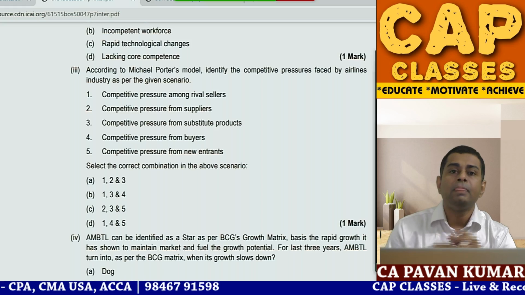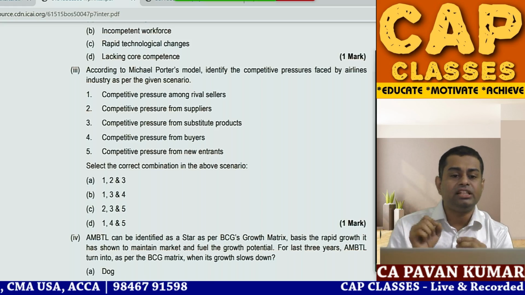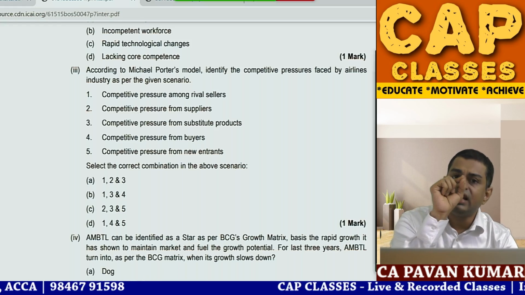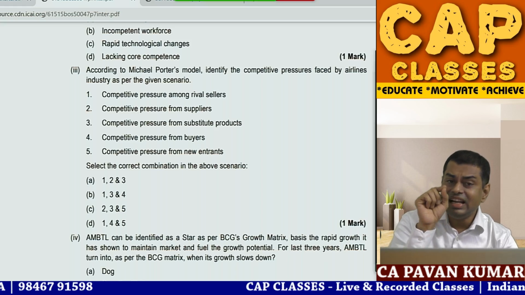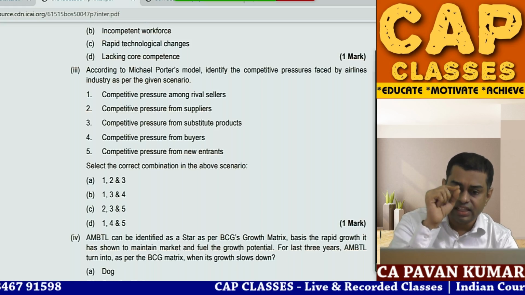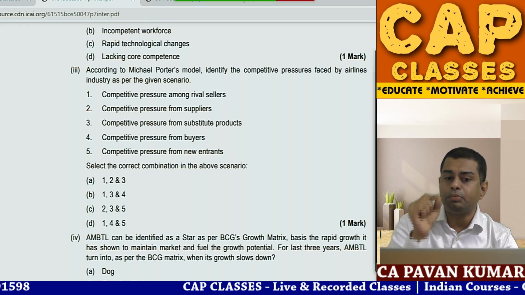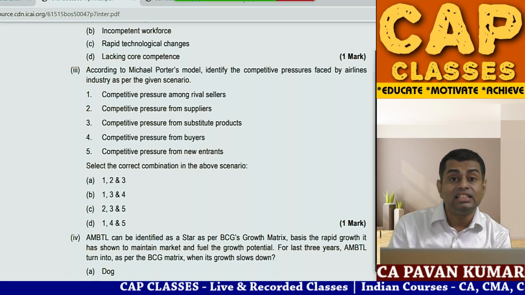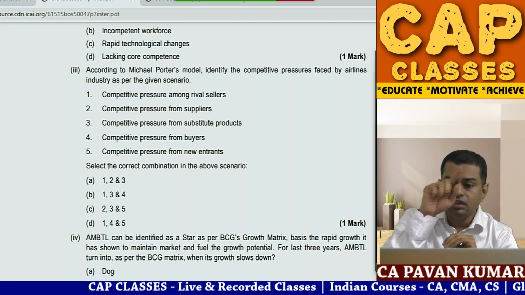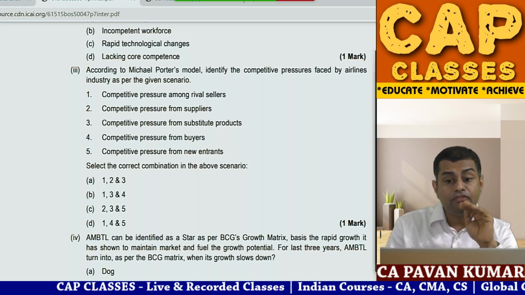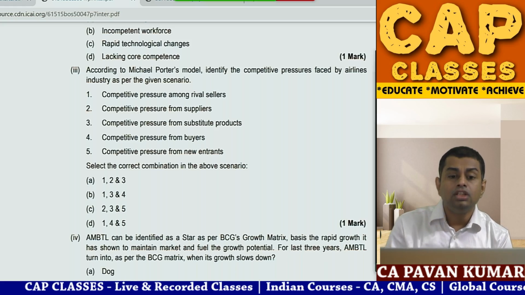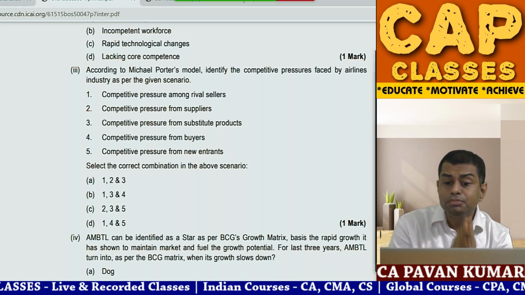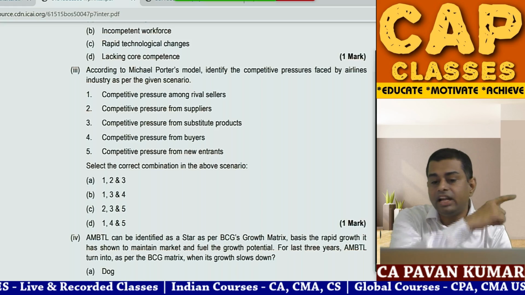What you need to do, take a pencil. In the exam, take a pencil. Read the question. Competitive pressure among rival sellers. Is it there? Yes. Tick. 2. Is there a threat from suppliers? Yes. Tick. Is there a pressure from substitute products? Yes. Tick. Is there a pressure from buyers? Nothing given in the question which says that the company is facing problem from buyers. Cross. Is there a problem from new entrants? No problem. Cross. So what is the correct one? 1 and 2 and 3. That you need to identify in which multiple choice it is there. So identify and tell me which is correct answer.